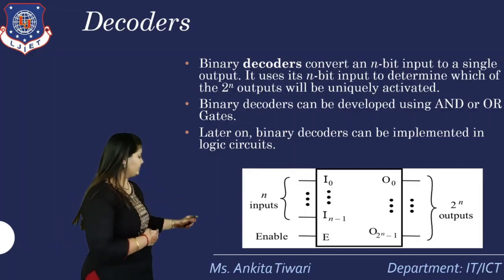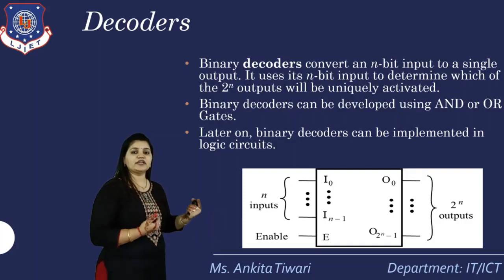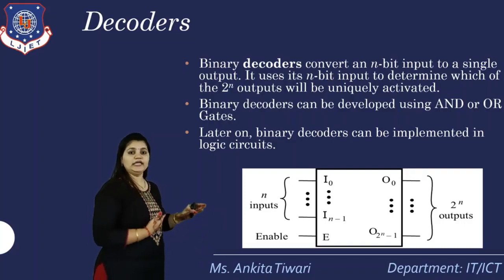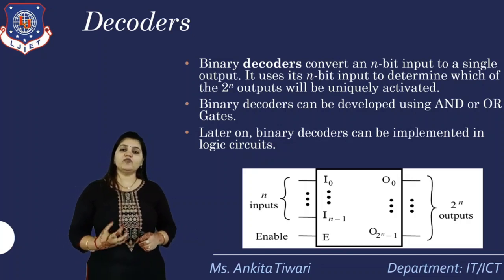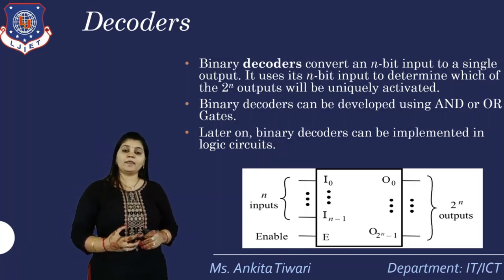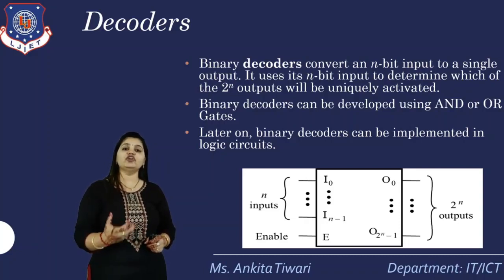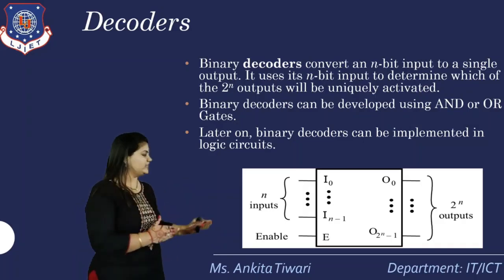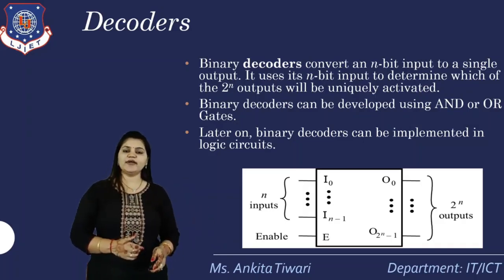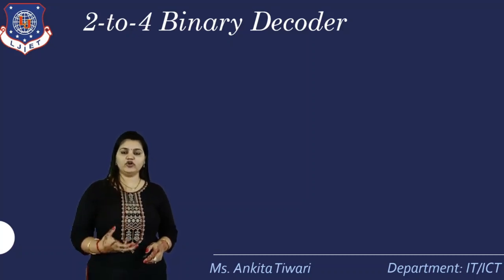Now we have one enable input E, which decides whether the circuit has to respond or not. So enable E actually works as a circuit monitoring device which handles the operation for a particular time or not. That means whether the circuit should work or not, that function is defined by the enable input E. Now with respect to that, we'll see some decoder examples.